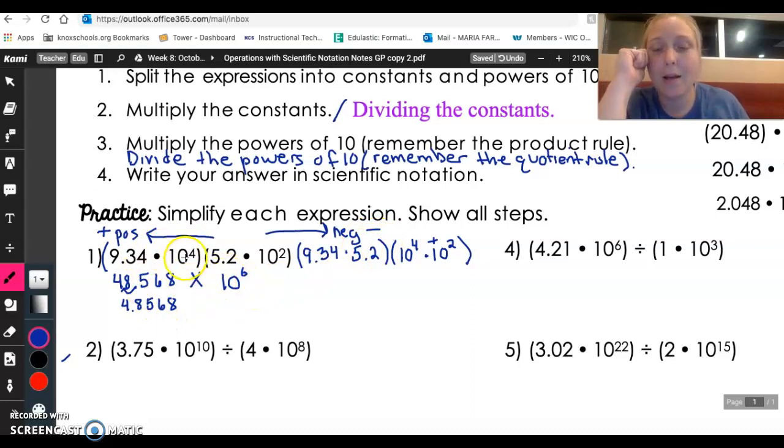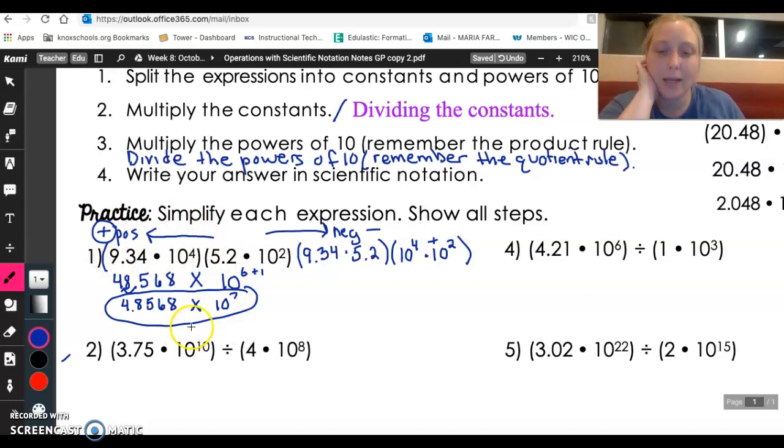Since I moved to the left, one place over, that means I have to add one to the exponent. So I have 6 plus that 1 that I just moved over, and it's going to be 4.8568 times 10 to the 7th power. Now that I've adjusted my number, it's actually in scientific notation, so this is the proper response. Okay, so that's an example of numbers being multiplied together.